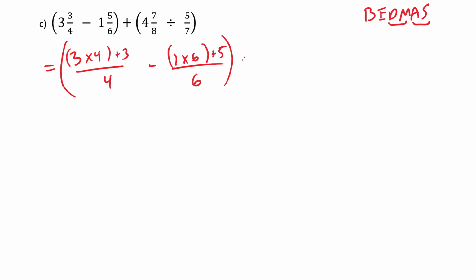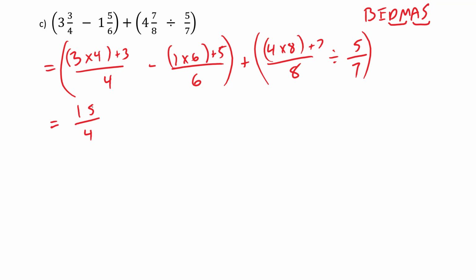Keep the brackets there. Step 1 done. Let's combine them together. 3 times 4 is 12, plus 3 is 15. Minus. Please note that this minus sign is out there. Don't do minus 6 plus 5. That would be incorrect. I'm doing 6 plus 5. That's 11 over 6, and it's subtracting that. Keep your brackets around that for now.